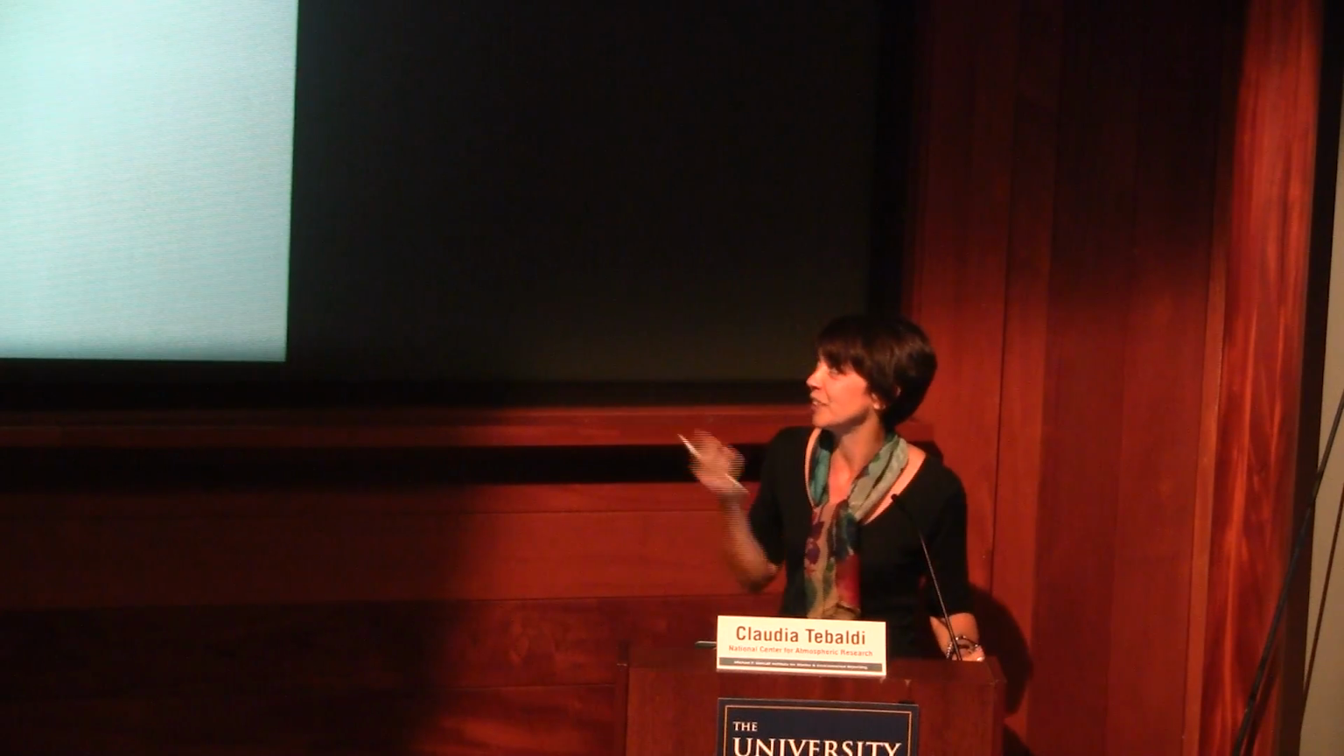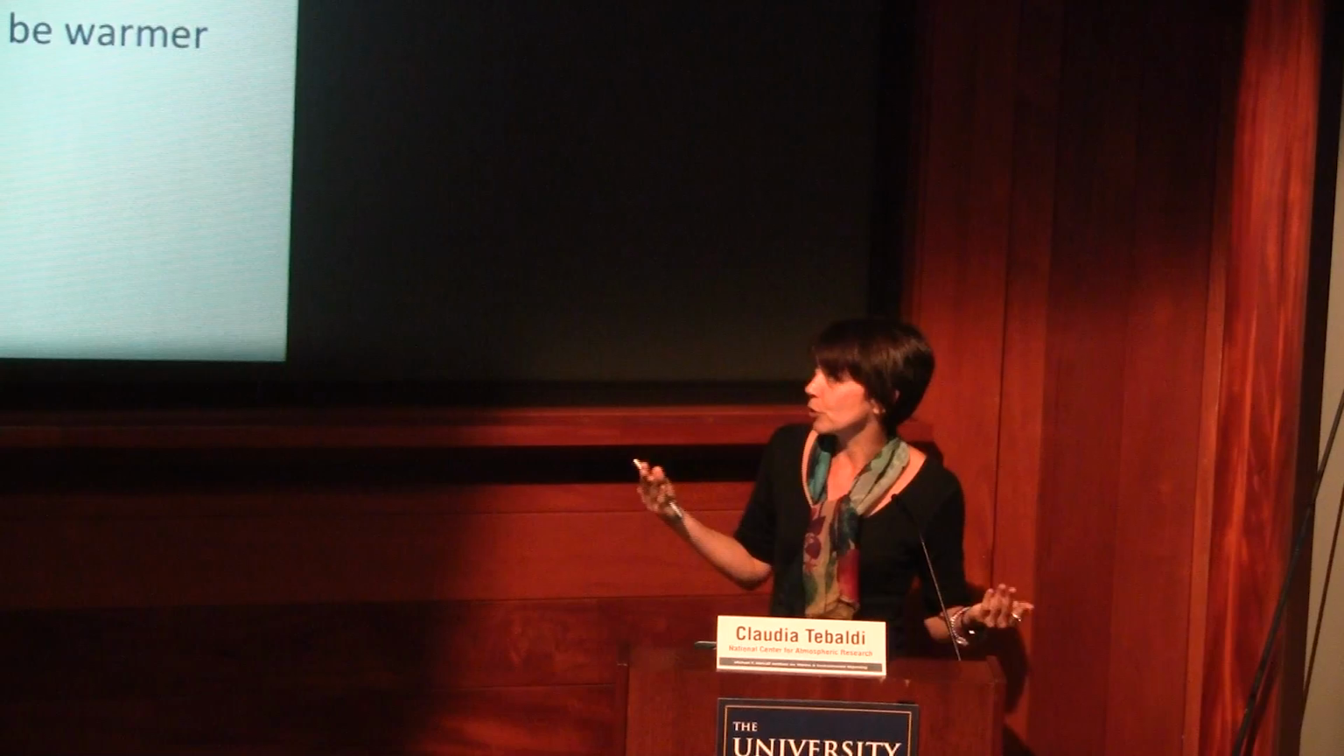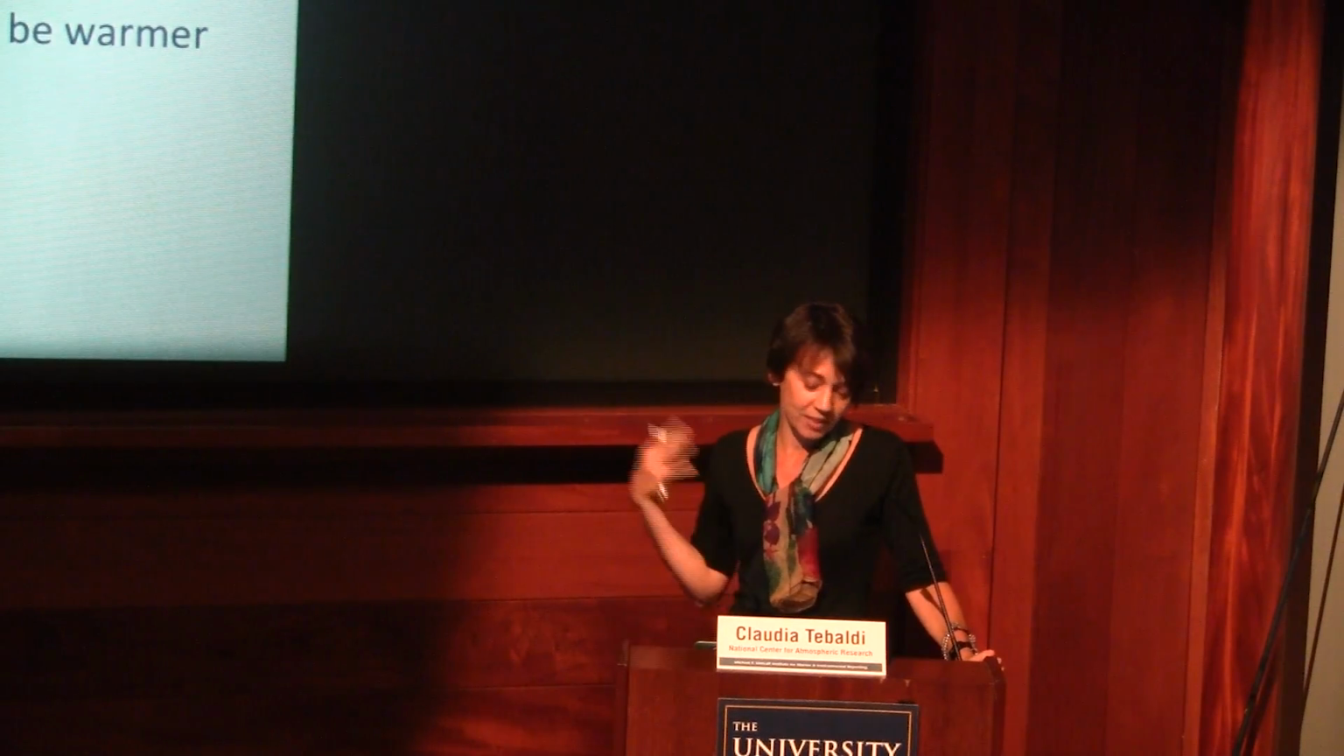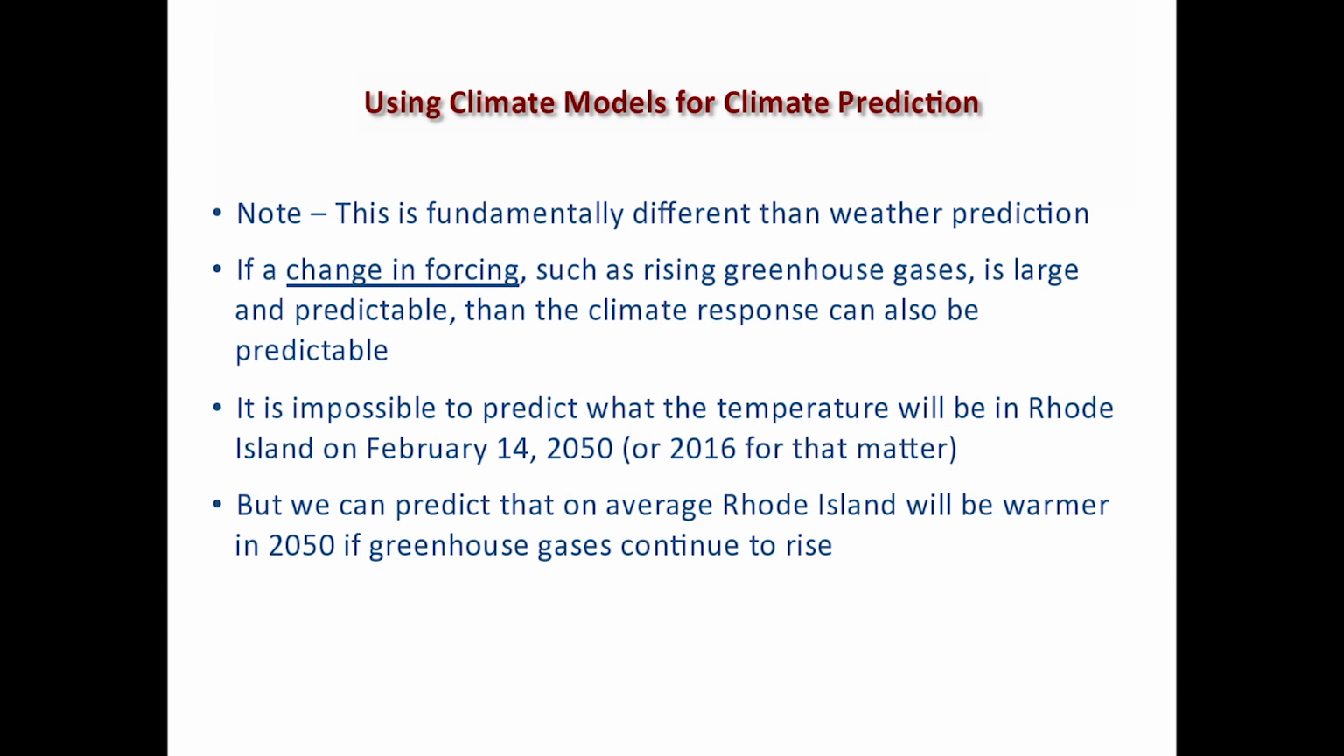But I'm not going to tell you exactly what's going to happen on a certain date in the future. I'm going to tell you something about the statistics of the climate in the future. So again, I'm not going to tell you the temperature in Rhode Island on a certain day in 2050. Actually, not even next year, as you know, I can't do that. But I'm going to tell you something about the general behavior of the climate system. In particular, in this case, I can tell you that the temperature is going to be warmer on average in 2050. So this is kind of an obvious and trivial example.